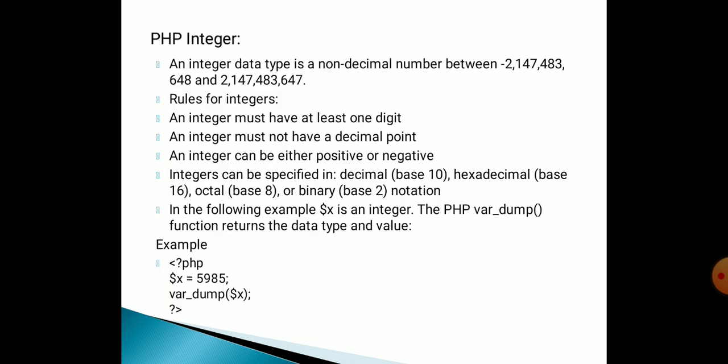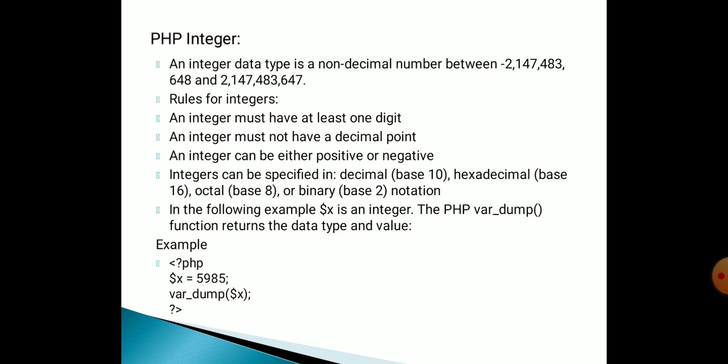PHP integer. An integer data type is a non-decimal number between -2,147,483,648 and 2,147,483,647. Rules for integers: an integer must have at least one digit. An integer must not have a decimal point. An integer can be either positive or negative. Integers can be specified in decimal (base 10), hexadecimal (base 16), octal (base 8) or binary (base 2) notation.